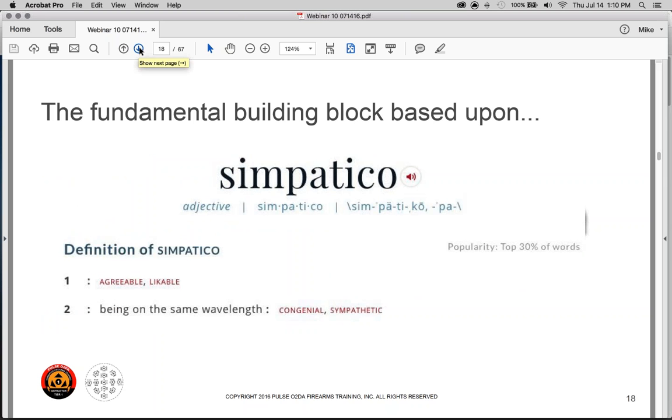Building blocks essentially involve simpatico. Simpatico is a word we will use throughout this webinar, and the very essence of simpatico involves being on the same wavelength. The essence of these initial building blocks of a private defense network revolves around simpatico, and individuals with various roles and ideas being simpatico, otherwise being on the same wavelength.